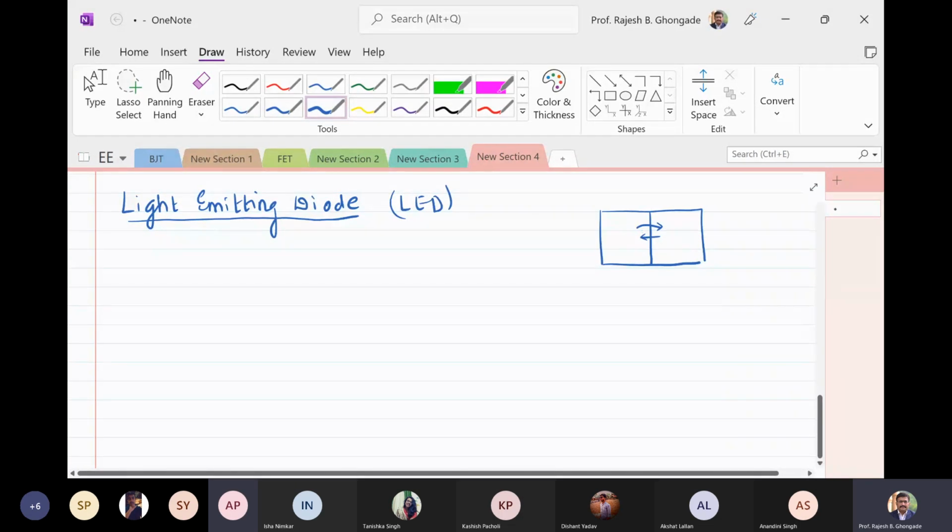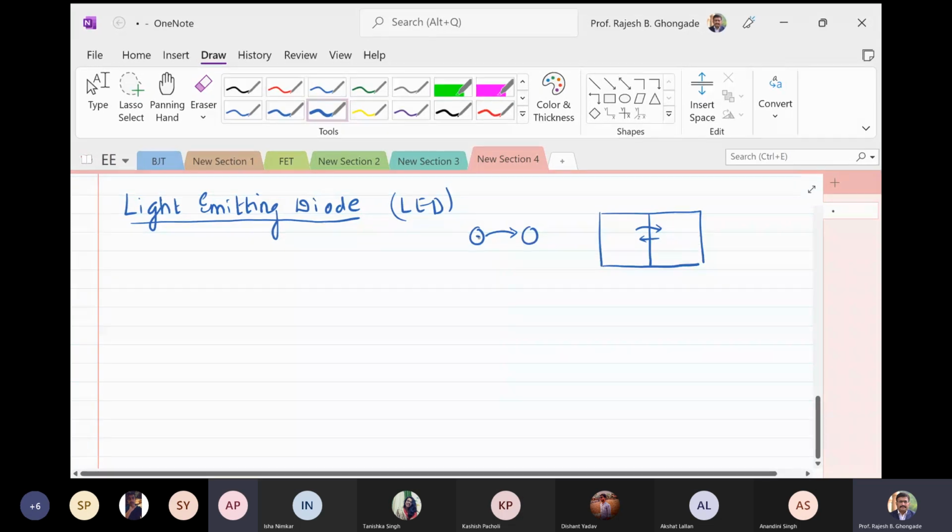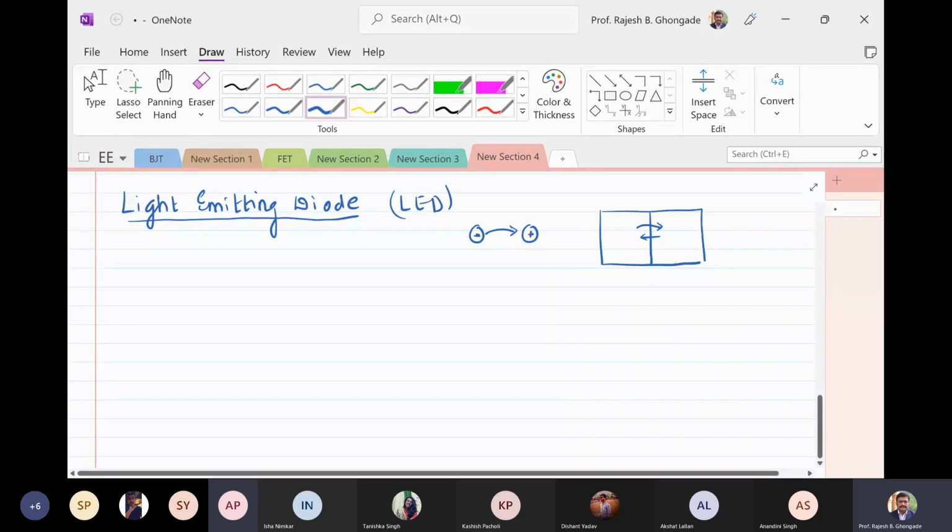What is recombination? What do you understand from recombination of charge carriers? That is, an electron goes and occupies the hole. So an electron goes and occupies the hole. This is called carrier or charge carrier recombination. And this happens in case of the forward bias PN junction. So this is N, this is P. So we have the forward biasing.